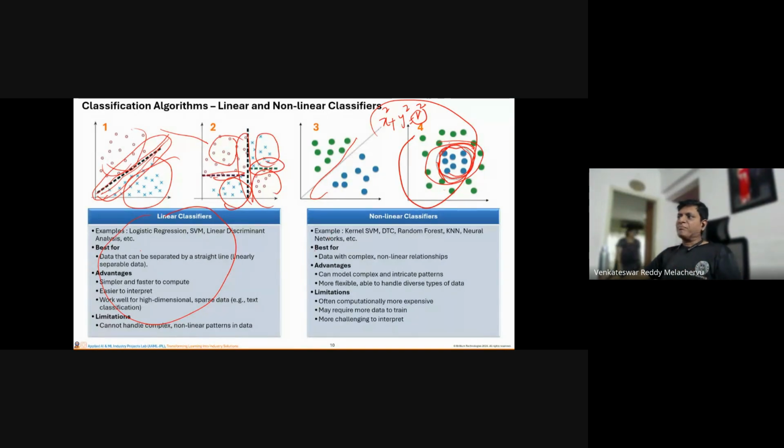Non-linear is where the data has a complex pattern, like here, this circle. And the relationship of the boundary line is obviously non-linear. So we need a non-linear mathematical representation.